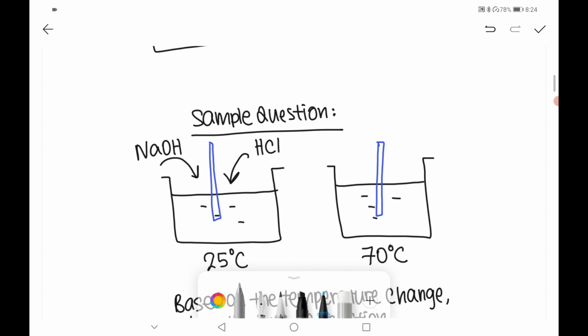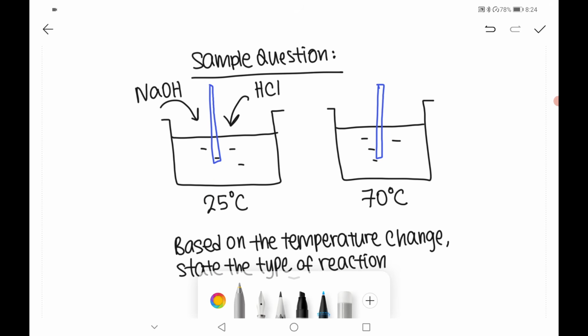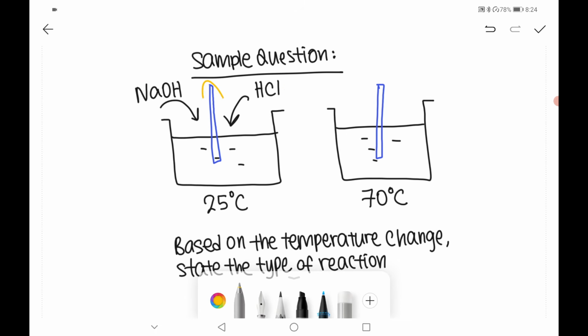All right, so now let me show you a sample question that we will do together. We have two pictures here. Initially we put sodium hydroxide, which is an alkali, and hydrochloric acid, which is an acid. We mix the acid and the alkali together. And this is a thermometer. Initially the temperature is 25, so when we mix the two solutions, the temperature is 25 degrees Celsius.